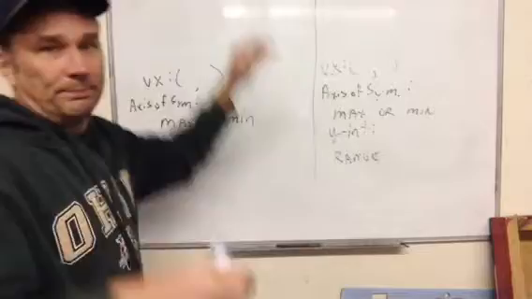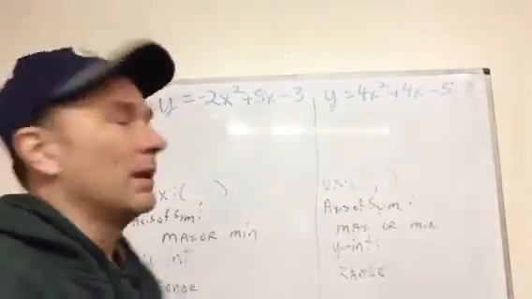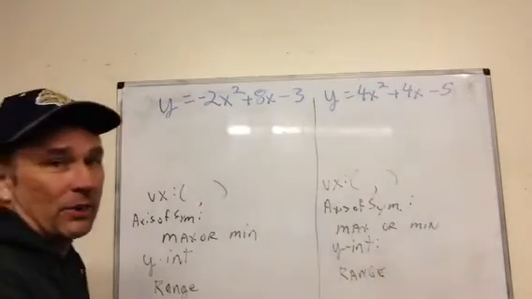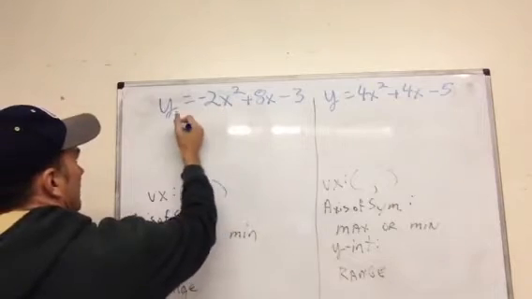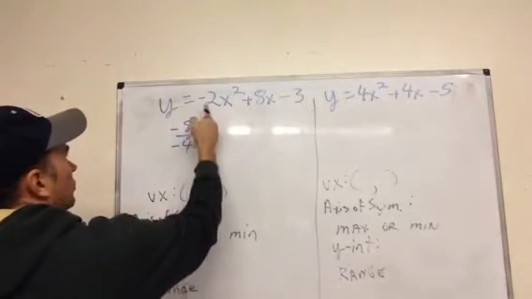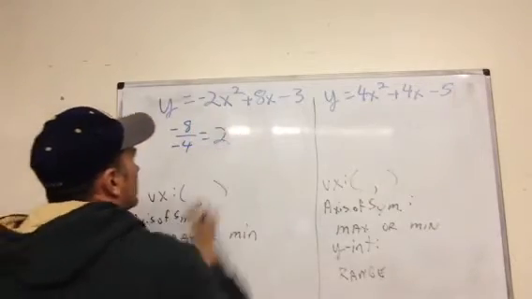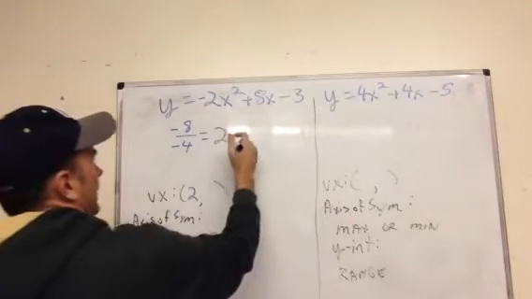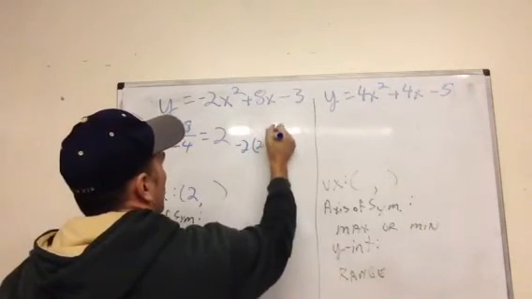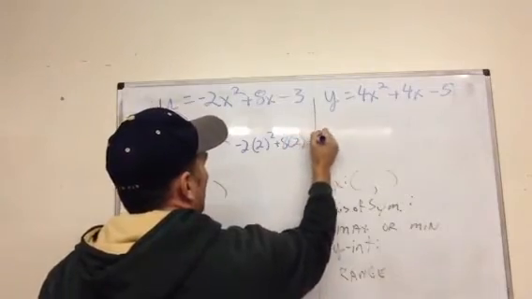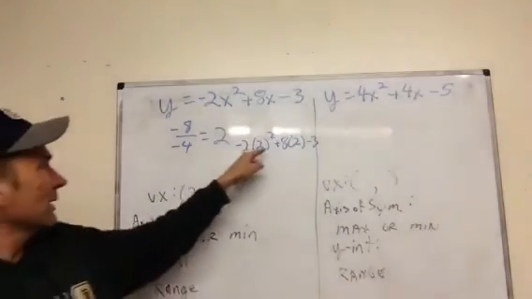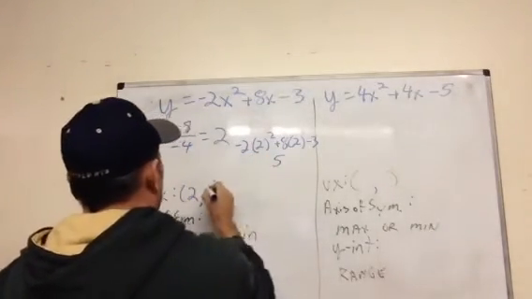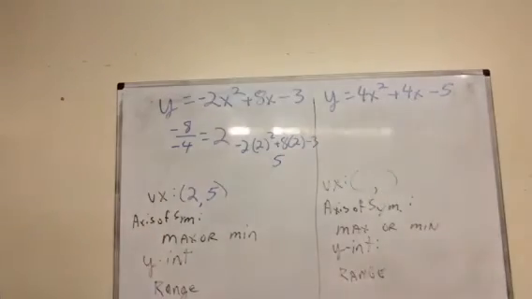So here's our first problem. Let me tilt it up. We have y equals negative 2x squared plus 8x minus 3. We start by finding our vertex. Remember, negative 8 over 2 times negative 2 is negative 4, so it is a 2. We plug it in here. So negative 2 times 2 squared plus 8 times 2 minus 3. When we plug this in our calculator, we get negative 8 plus 8, and we get 5.